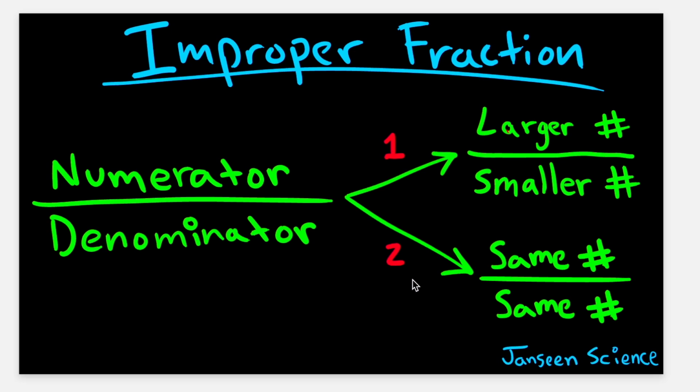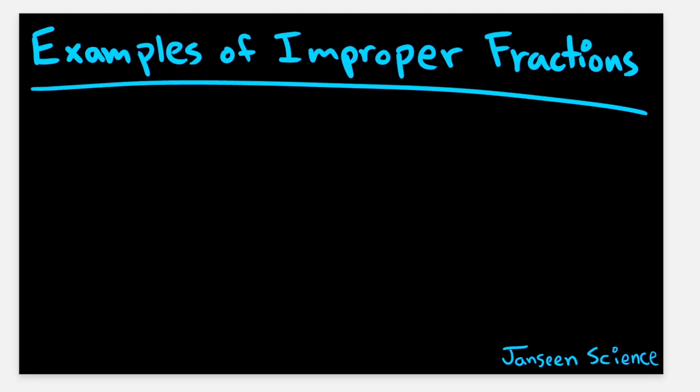The second one is anytime the top number is the same as the bottom number of the fraction, that is an improper fraction as well. And let me show you a couple of examples here. So let's do the first type and then the second type of fractions here.